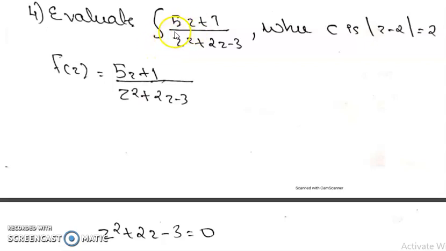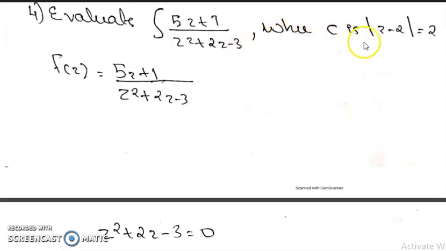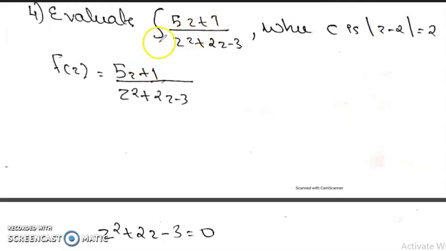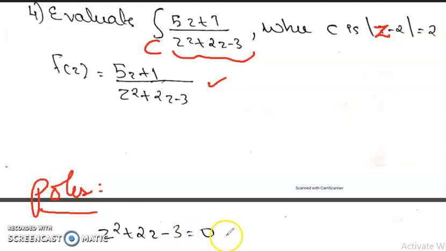Integral over C of (5z + 7) by (z square + 2z - 3), where C is modulus of z minus 2 is equal to 2. So f of z is this much. Then what do you do to find poles? How to find poles? We equate the denominator to 0. Once you equate the denominator to 0, you can find the poles.